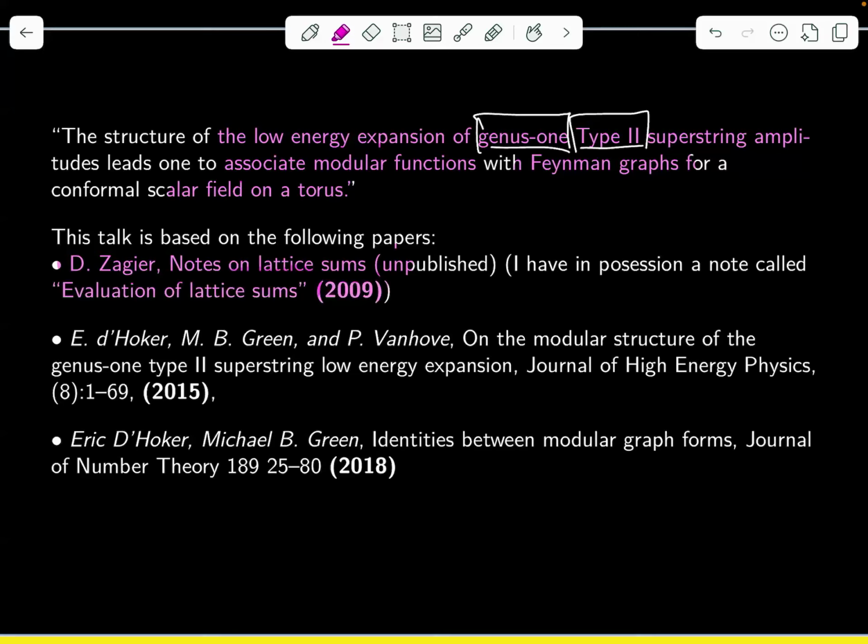And then there's an article of D'Hoker, Green, and Vanhove of 2015. And this article is very popular. It has maybe 200 citations. And that's exactly about this modular structure of the genus 1 type 2 superstrings low energy expansion. And it's quite long.